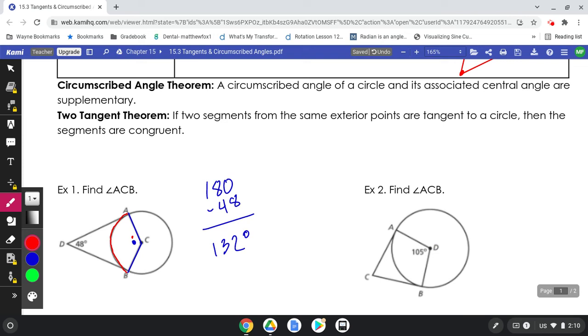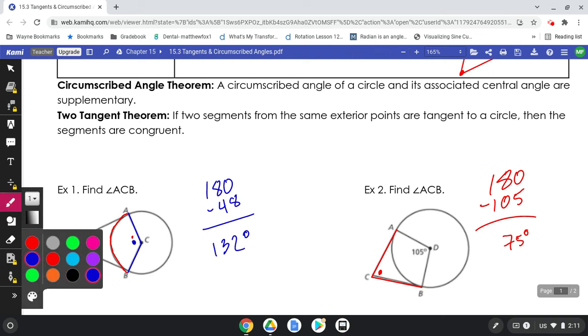Example 2, now you're finding ACB again, this time A to C to B, right here, that angle. So 105 degrees. We want to know what that angle is. We take 180 minus the 105, and we'll get 75 degrees as our answer. Key thing to remember, if I was asked what arc AB was this time, it would not be 75. It would be 105. It's the same as the central angle.